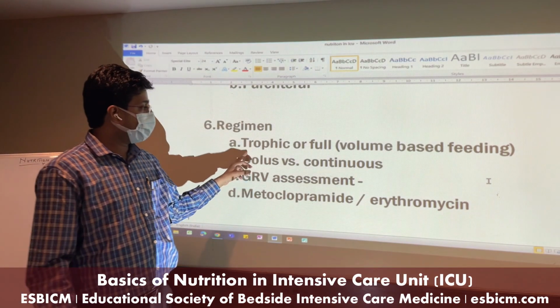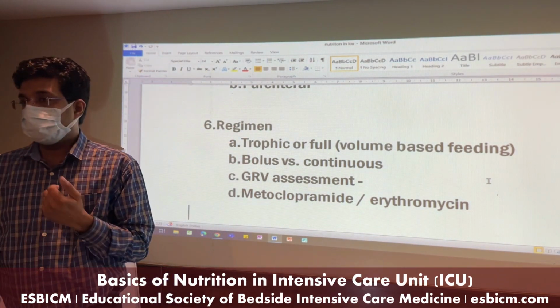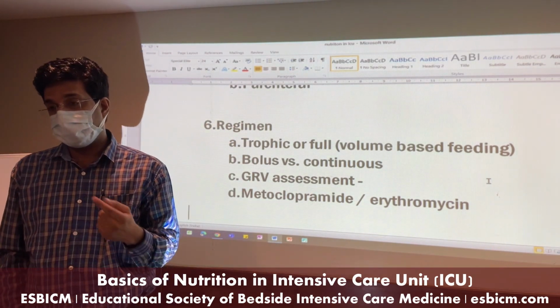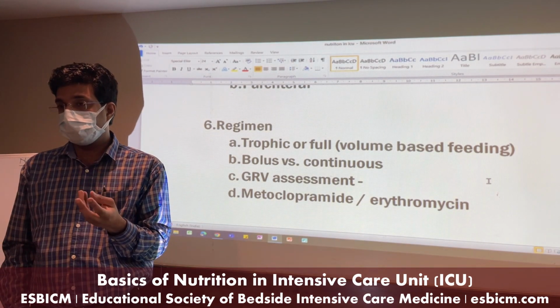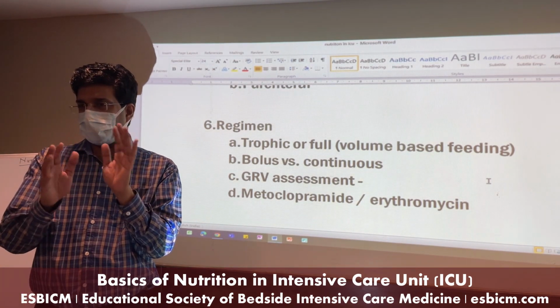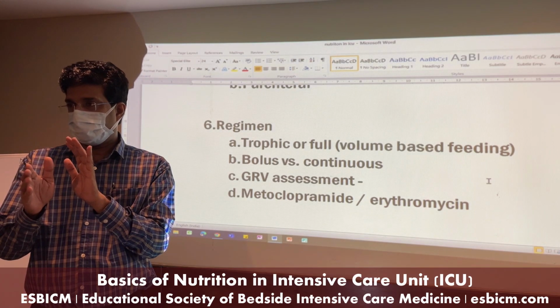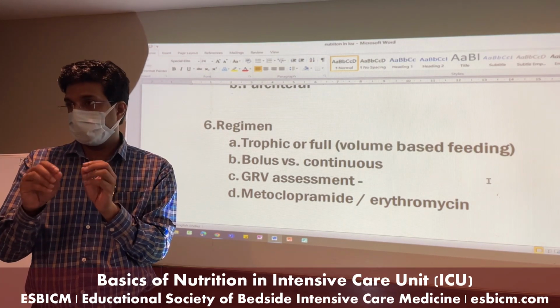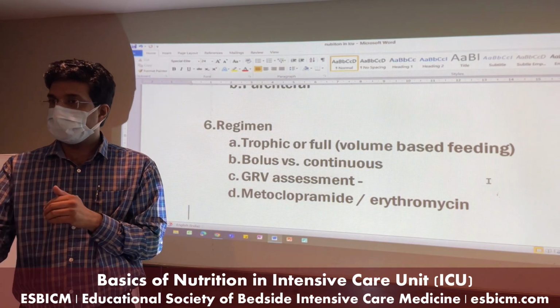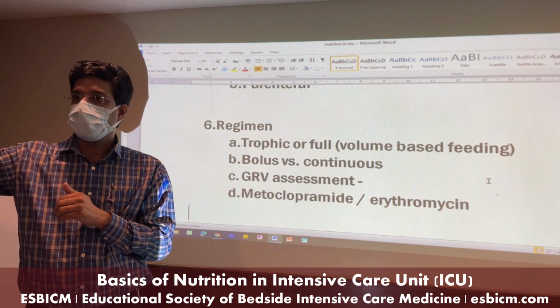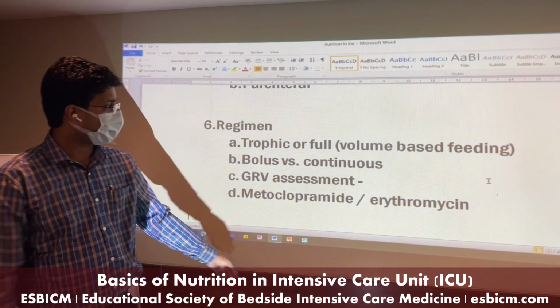But trophic feeds are helpful if the bowel is ischemic or you have a sepsis patient, the patient is unstable. You start with somewhere around 25 to 30 ml per hour. If the patient tolerates, gradually increase up to whatever the required amount is.